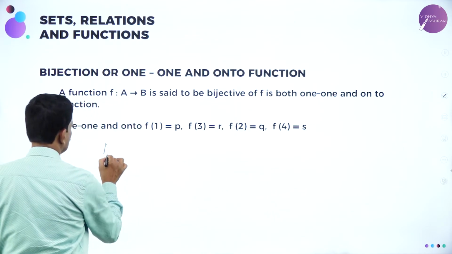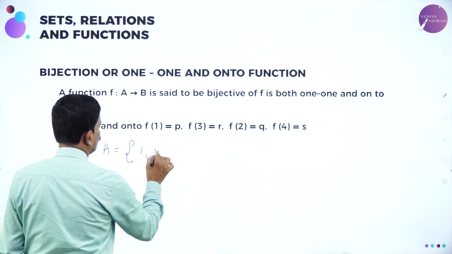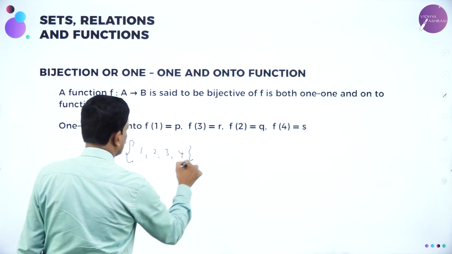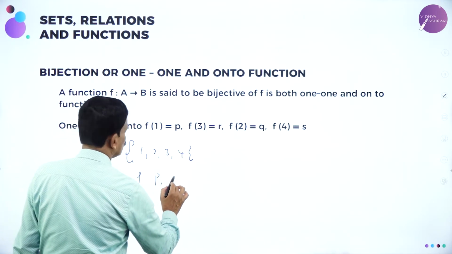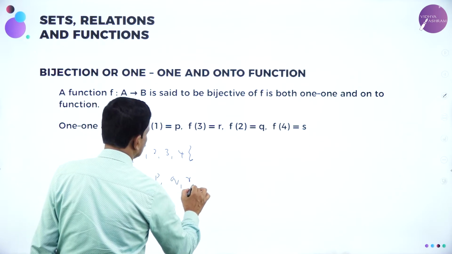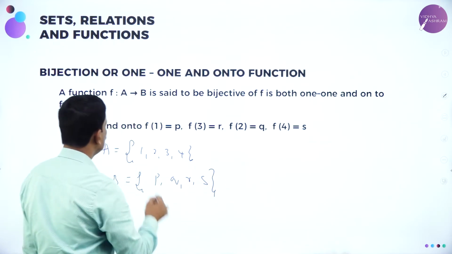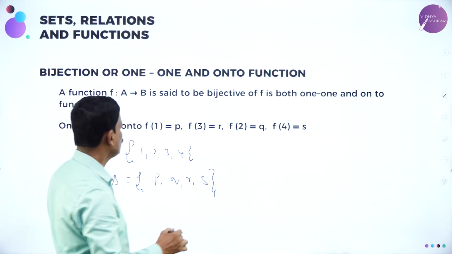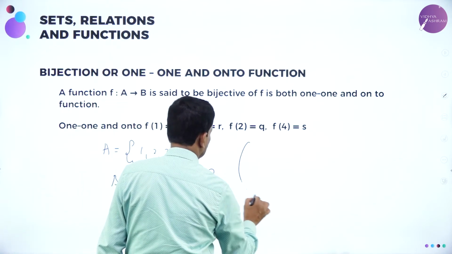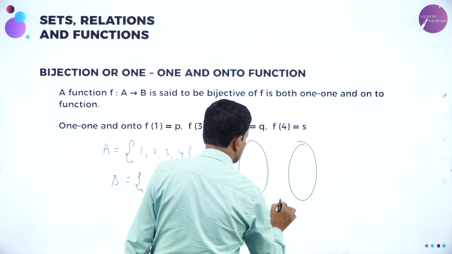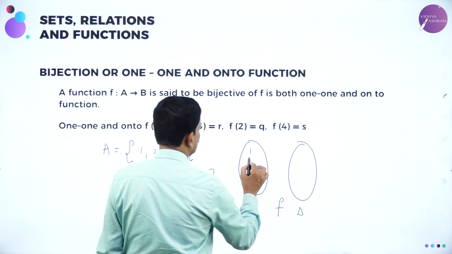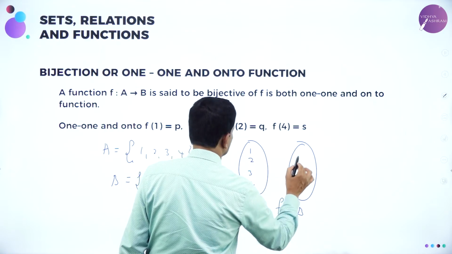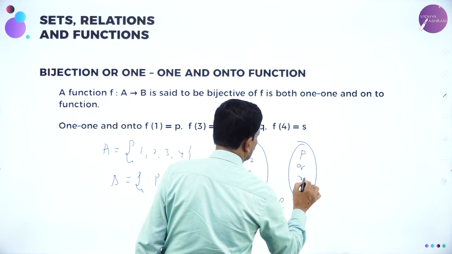Now let us take an example. If A is equal to {1, 2, 3, 4}, and another set B is equal to {p, q, r, s}. What is the function given? The map is given, so write down here. This is f, and A and B. The elements of A are 1, 2, 3, 4. B contains p, q, r, s.